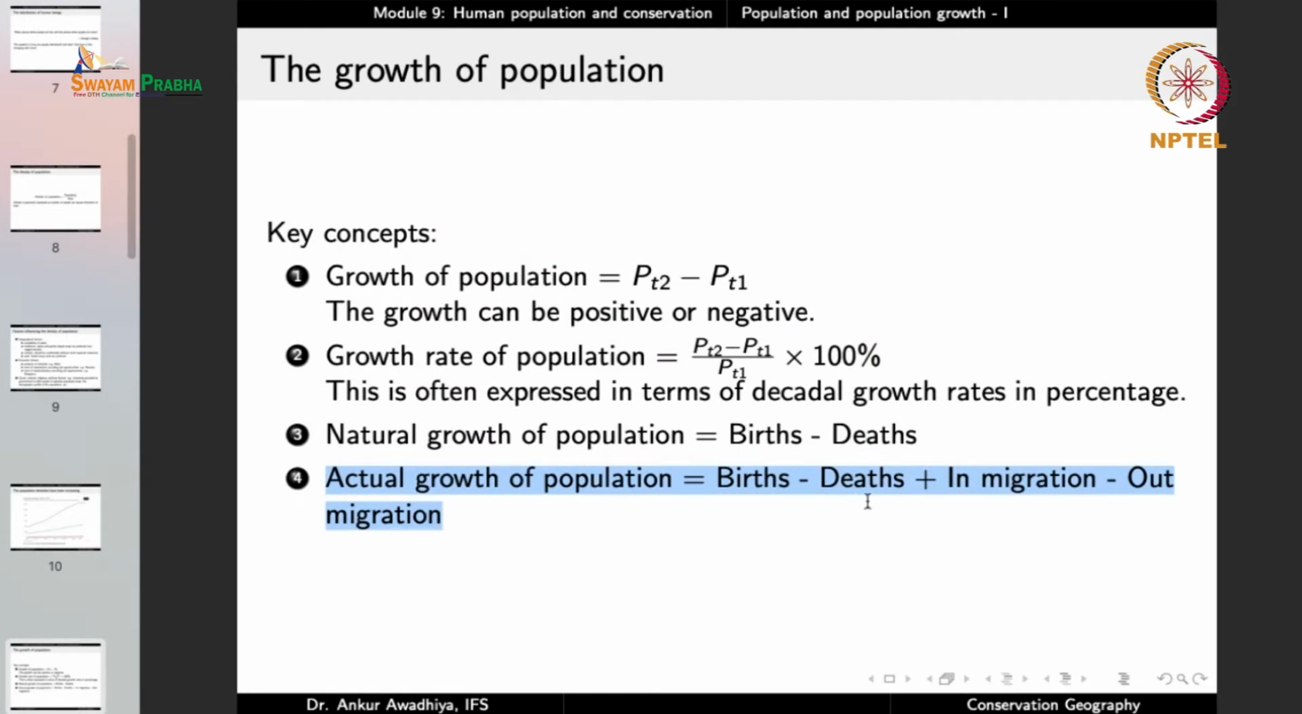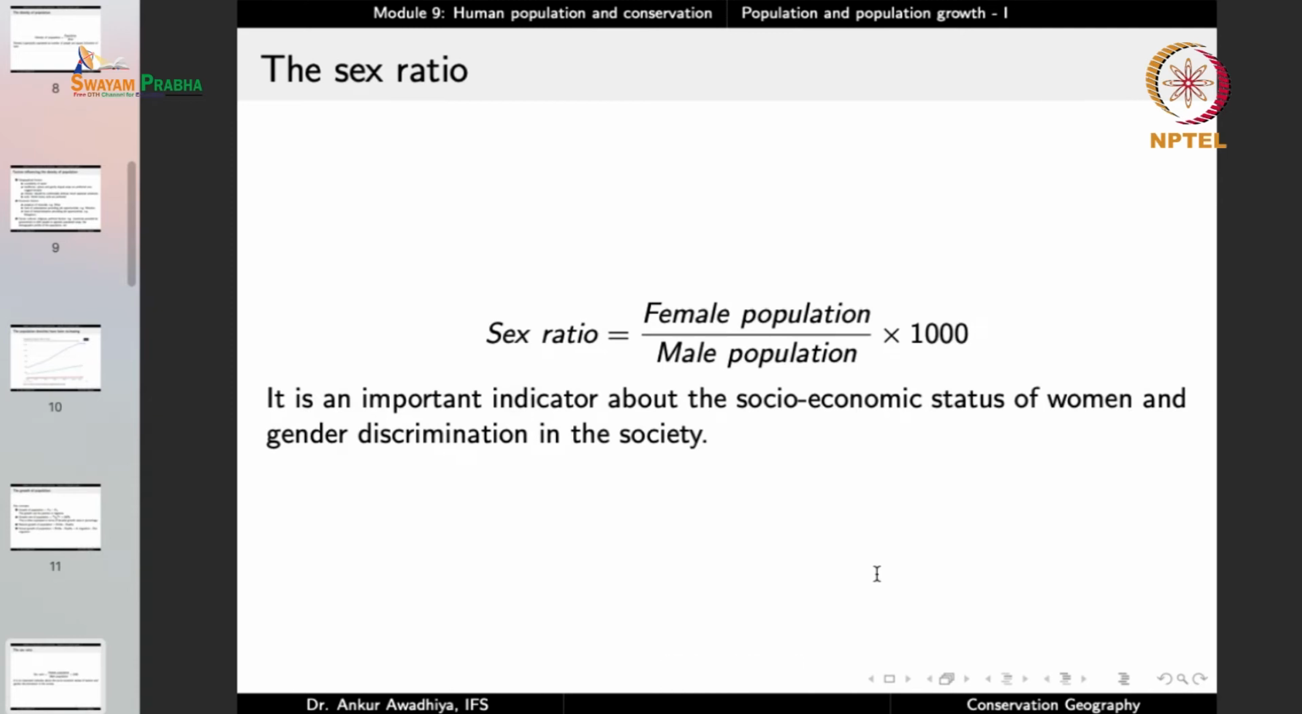So you have birth minus death plus in migration, people who are coming in, minus out migration, people who are going out. And in this context, we also should be mindful of the sex ratio of the population. The sex ratio is defined as the female population divided by the male population, into 1000.